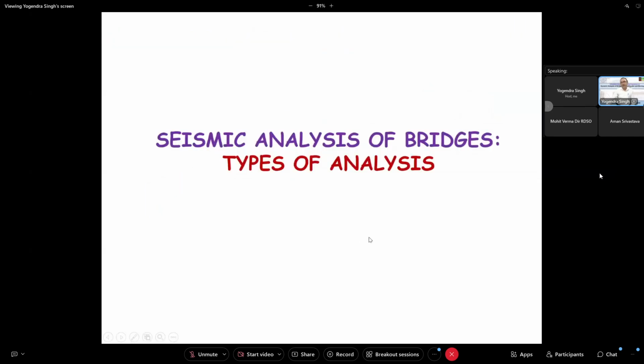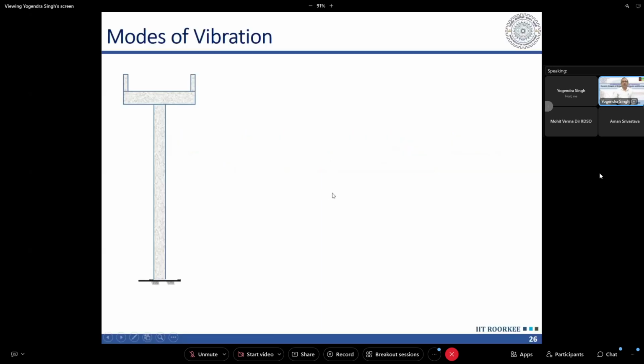Now coming to the analysis. Once we are done with the modeling, we have to choose appropriate analysis, and different sophistications in the analysis are also possible. In tomorrow's talk, I will talk about the different types of analysis which we can do under moving load. Here we will talk about the different types of analysis which we do for earthquake. For understanding that analysis, we need some background of theory of vibration.